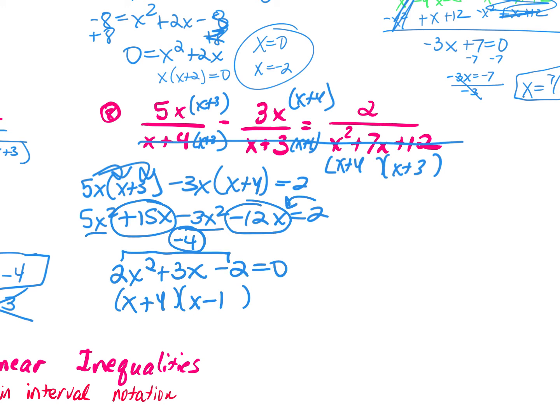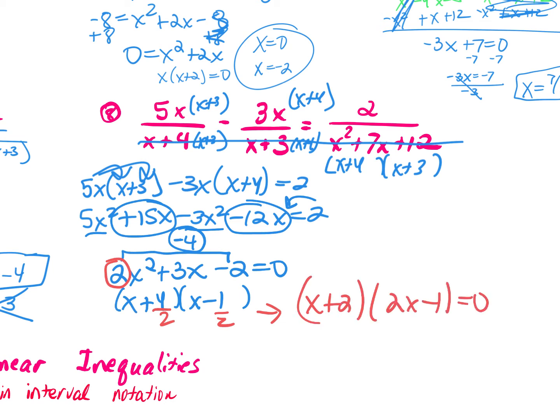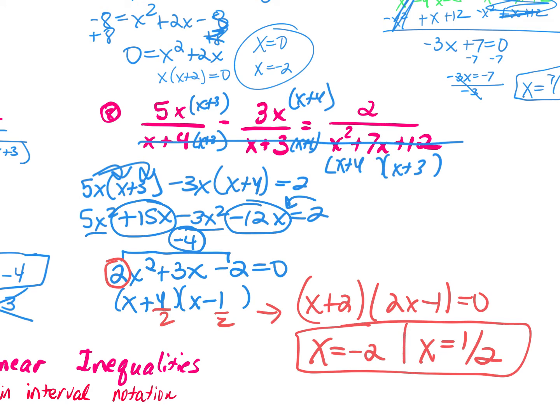And remember, guys, since our a term is not 1, we have to divide both of our factors by our a term, which is 2. So these two parentheses become x plus 2 and 2x minus 1 equals 0. So when you solve these two, you get x equals negative 2, and you get x equals positive 1/2. And when you plug either one of those numbers into your denominator, it does not become 0, and you can check all of the work, and everything will work out perfectly.